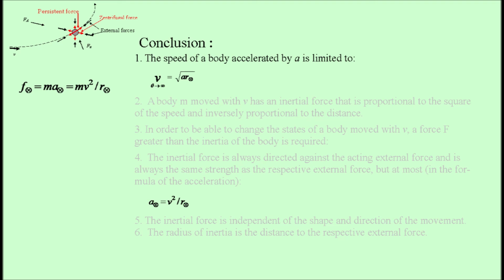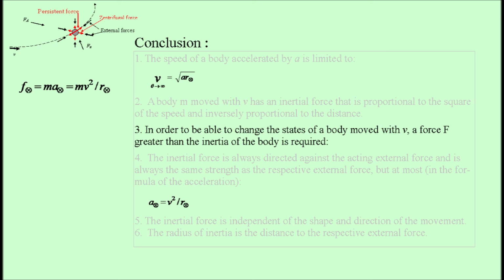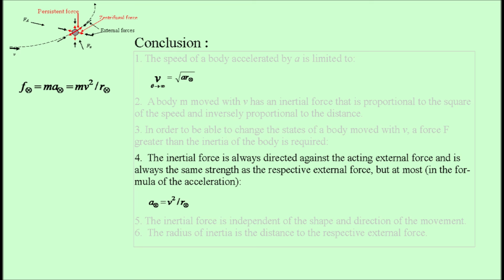Conclusion. The speed of a body accelerated by a is limited to a body m moved with v has an inertial force that is proportional to the square of the speed and inversely proportional to the distance. In order to be able to change the states of a body moved with v, a force F greater than the inertia of the body is required. The inertial force is always directed against the acting external force and is always the same strength as the respective external force, but at most, in the formula of the acceleration.